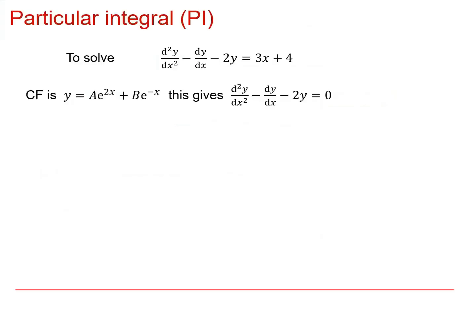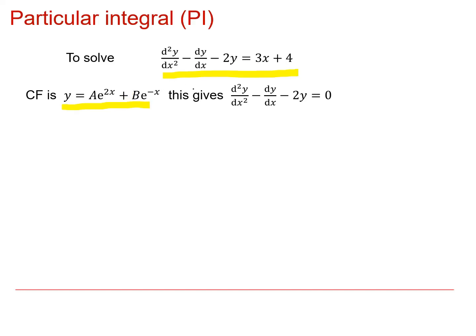We've seen this differential equation in a previous video, and we've actually worked out its complementary function by looking at the homogeneous version of this when that is equal to naught. And that complementary function turns out to be y is equal to ae to the 2x plus be to the minus x.